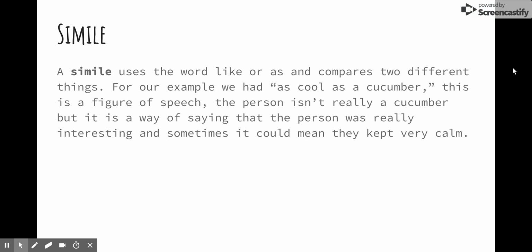A simile uses the word like or as and compares two different things. For our example, we had as cool as a cucumber. This is a figure of speech. The person isn't really a cucumber, but it is a way of saying that the person was really interesting. And sometimes it could mean they kept very calm, so they were as cool as a cucumber.